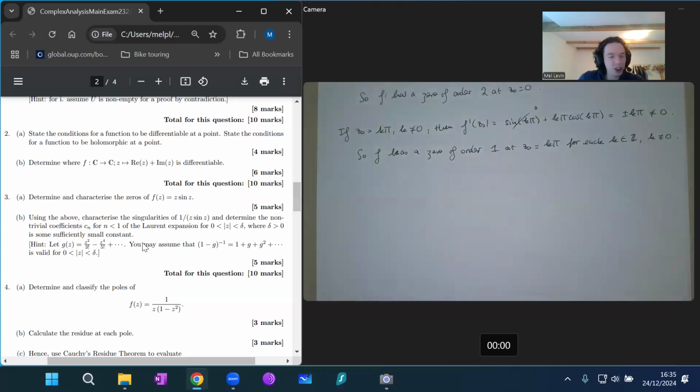Hint: let g of z equals z squared over 3 factorial minus z to the 4 over 5 factorial, etc. You may assume 1 minus g to the negative 1 equals 1 plus g plus g squared, etc., is valid for mod z between 0 and delta. Okay, this is quite a heavy kind of problem statement.